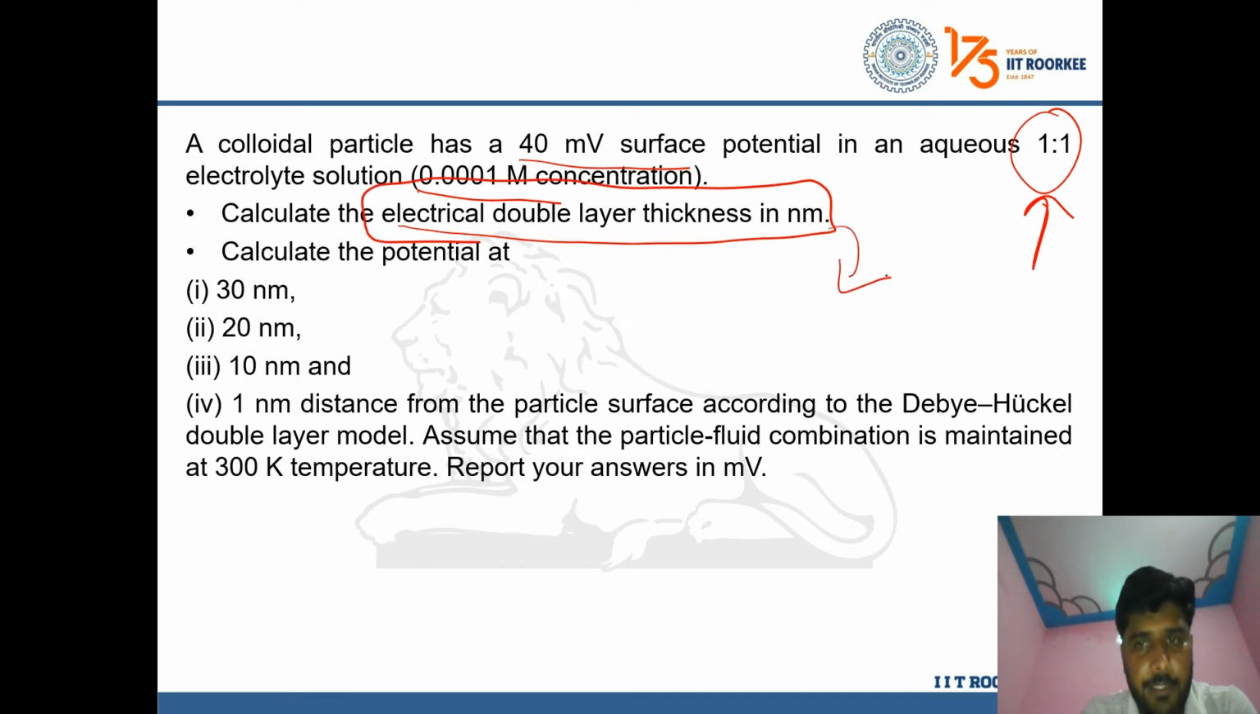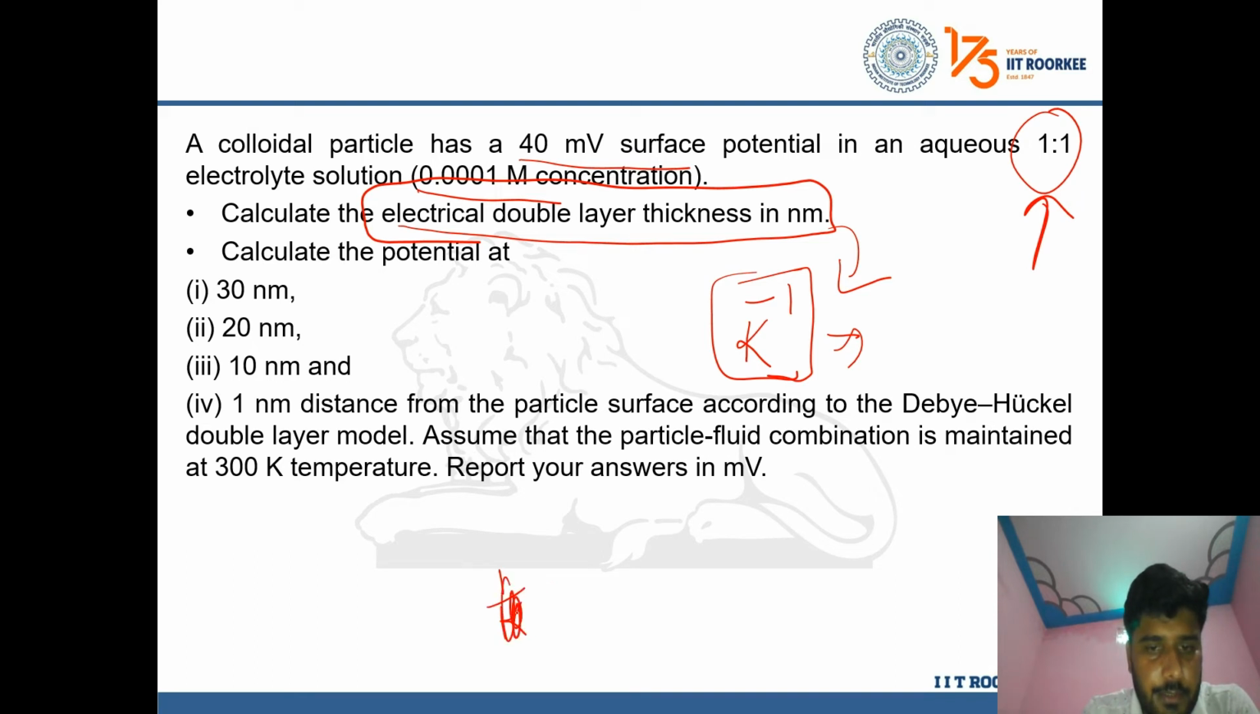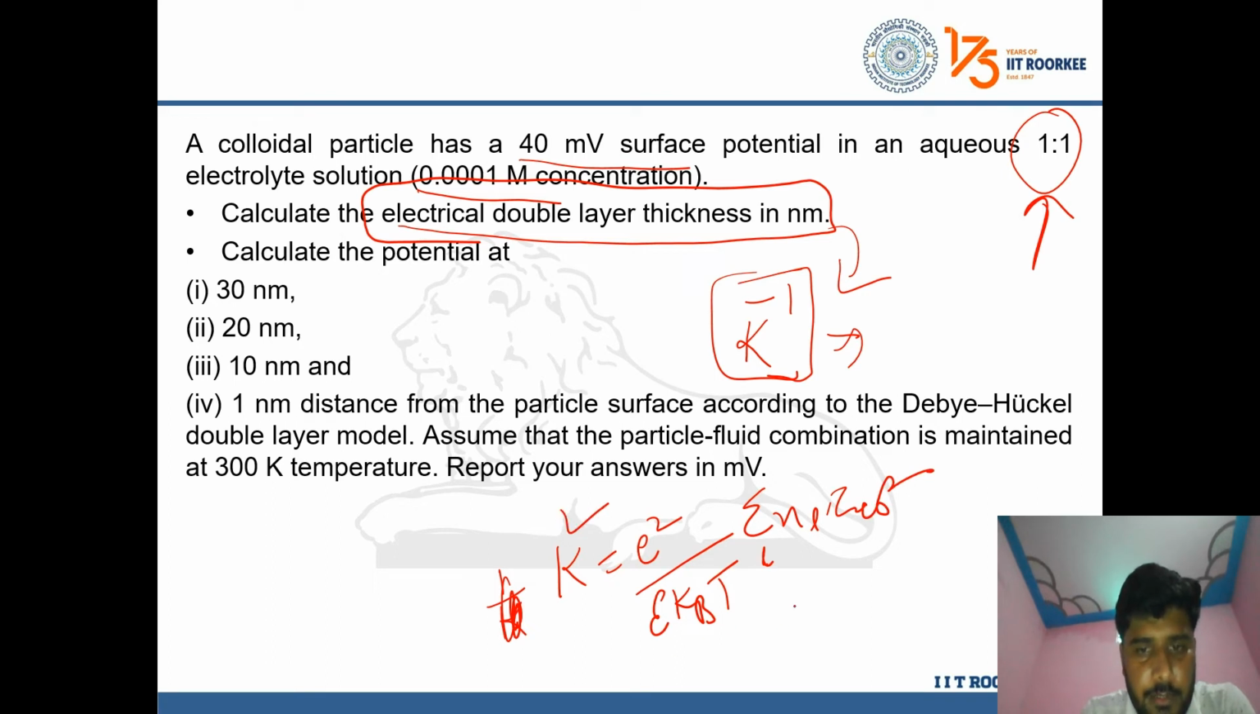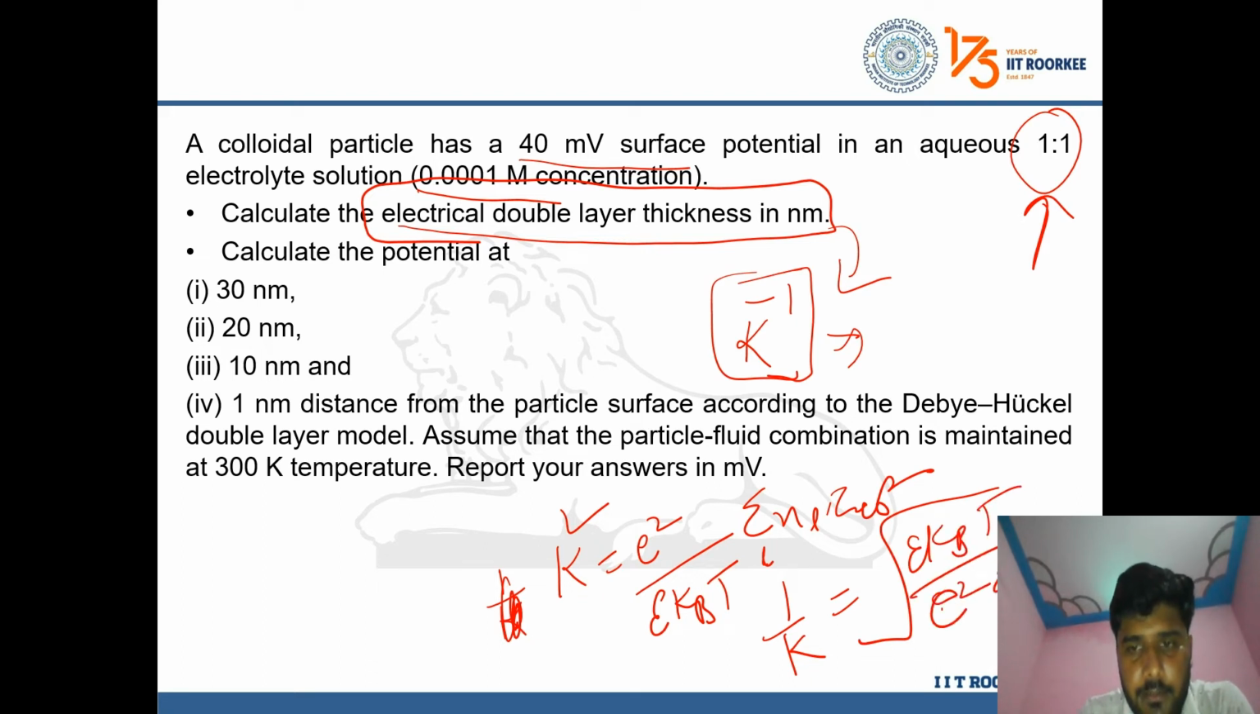I have previously solved that. You have to just deal with the K inverse. Okay, what you will do? This is the case of 1 upon kappa. You can calculate it from epsilon, kB T, and e squared, z_i squared, n infinity, okay. And this will be our electrical double layer thickness.